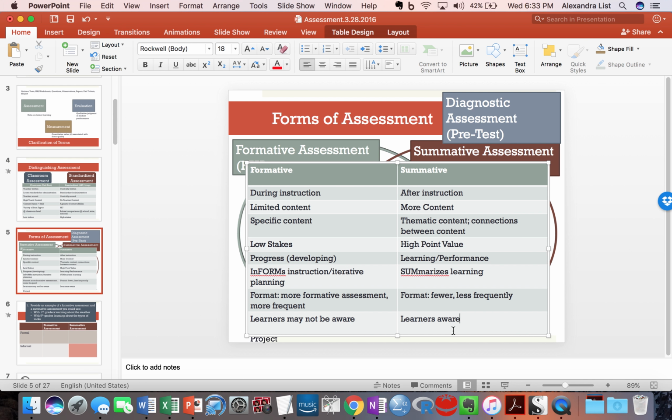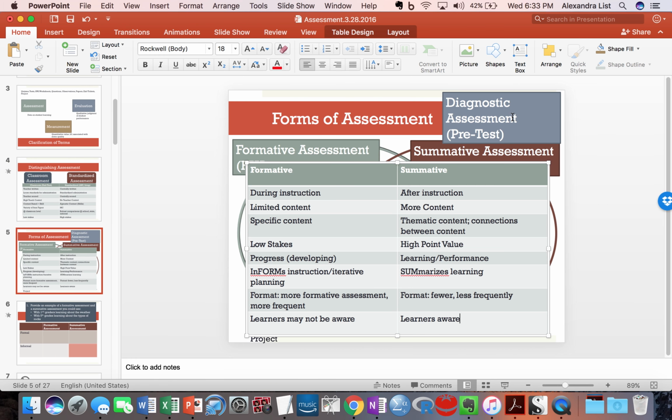And so the question I'll ask you now is, thinking about diagnostic assessment, would we say that that's a formative or a summative type of assessment? Take a pause and decide if it's formative or summative and why.